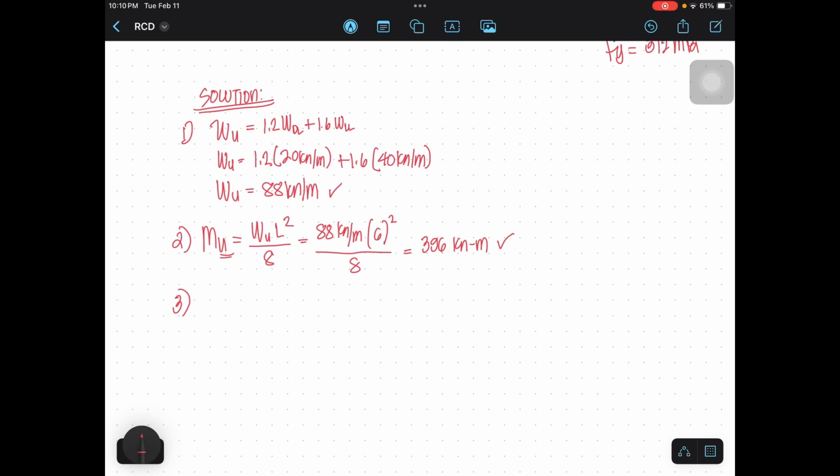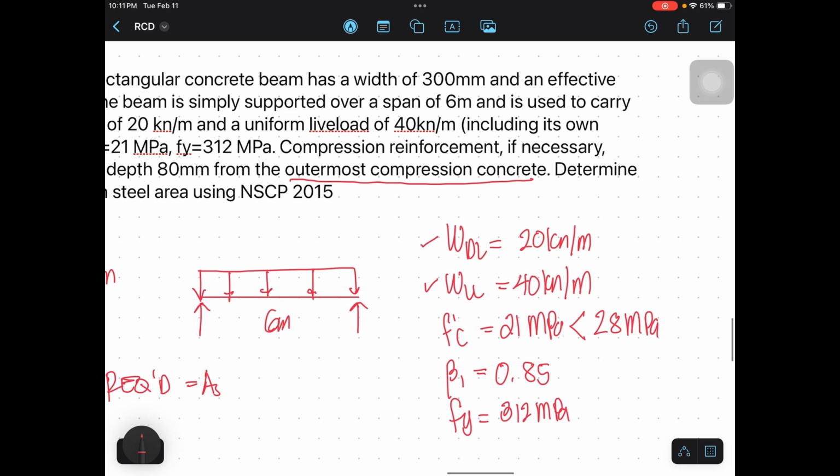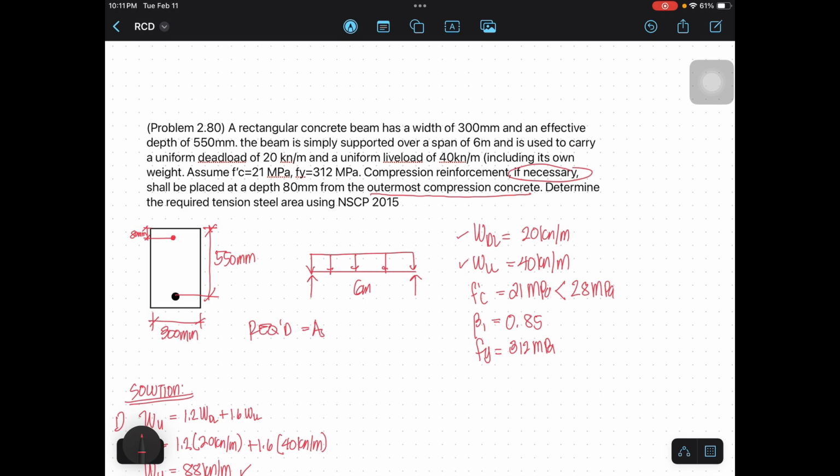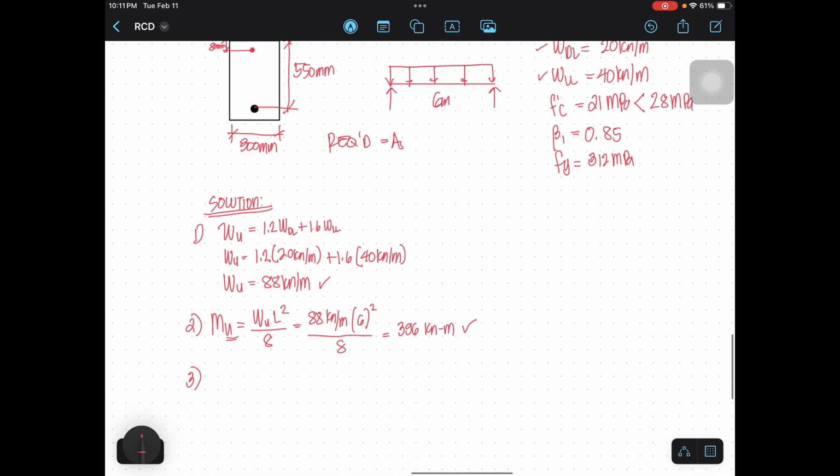Okay. After ma-compute si WU, si ultimate moment, next thing that we can consider, i-check natin kung yung section ba natin ay singly reinforced beam or double reinforced beam. Okay? Dahil wala tayong assurance that this problem is a singly reinforced beam type problem, plus dinagdagan pa dito, sabi niya, compression reinforcement if necessary, kung kinakailangan daw. So, ibig sabihin, kailangan muna natin siyang i-check kung ito ngang problem na ito is singly reinforced beam or doubly reinforced beam type problem.